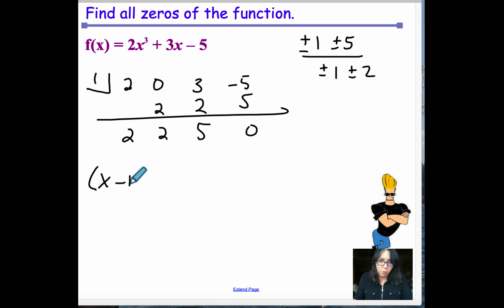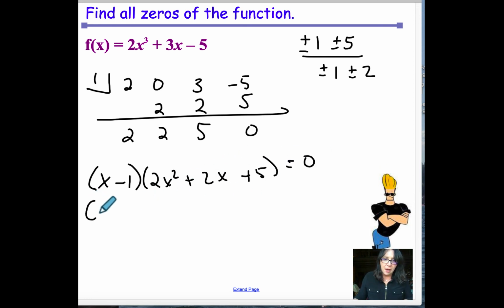1, so x minus 1, and then I'm left with 2x squared plus 2x plus 5, and then factoring that, you can keep factoring. Let's try 5 and 1. This one's not going to factor nicely. So in order to find all the zeros, I would actually have to use the quadratic formula to finish that, because I only have 1 zero, and that's 1.